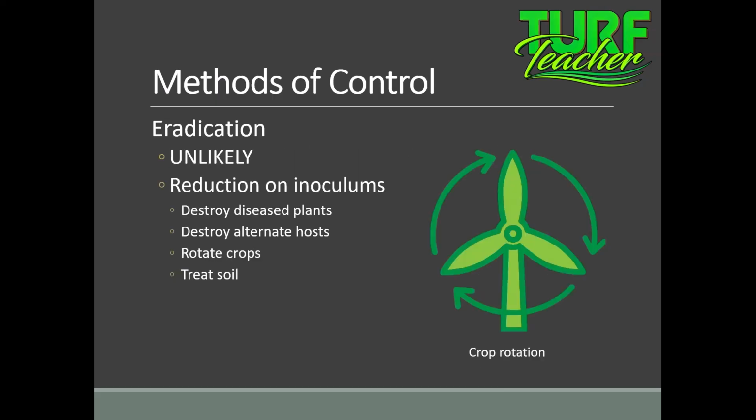Eradication, very unlikely. This is the reduction of the inoculum. You want to destroy the diseased plants. You want to destroy any alternate host that may be susceptible to this disease. If one species of shrub has got it, and you've got another species next to it, you may want to go ahead and get to it. You can rotate crops. Now, this can help. Probably the only time we're going to see this situation is maybe with annuals that we'll be doing in our color beds, but more in agricultural or even nursery settings.